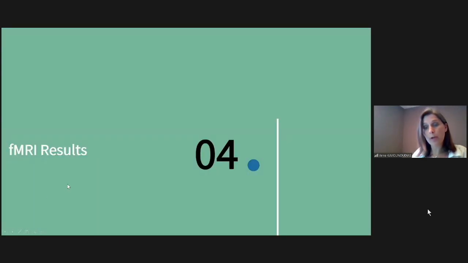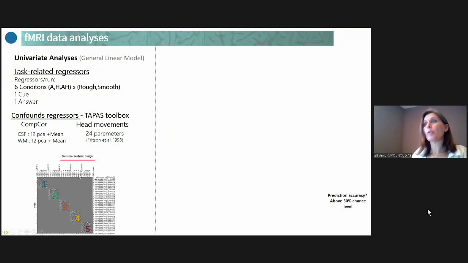What about the fMRI results? So we performed two types of analysis. A classical univariate analysis based on the general linear model with 6 conditions defined as regressors of interest, and several confounds extracted from the denoising procedure implemented in the TAPAS toolbox to account for non-neural noise and head movement related artifacts.